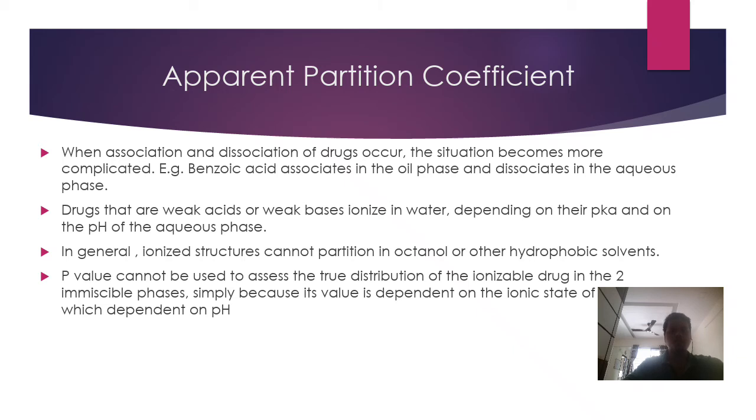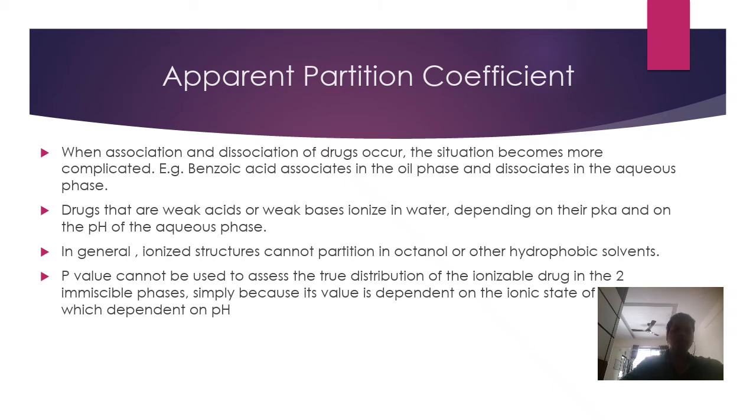So the P value cannot be used to assess the true distribution of an ionizable drug in the immiscible phases, simply because its value is dependent on the ionic state, which is dependent on pH.